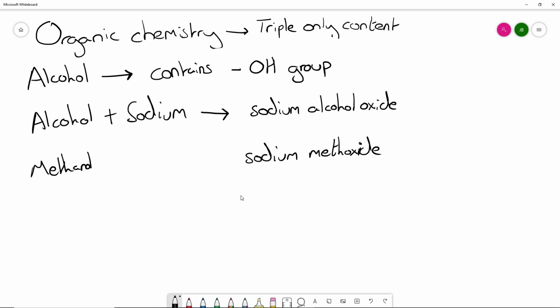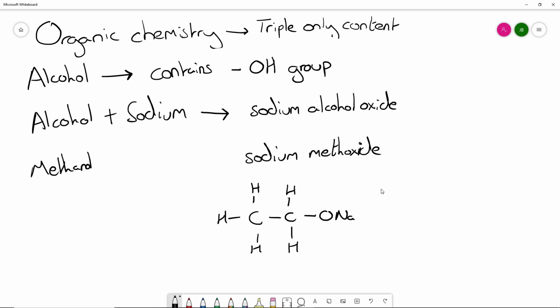Now this looks a bit like this. Instead of OH on the end, we've got ONa. And sodium substitutes itself, it pushes out the hydrogen and it bonds to the oxygen. So this is a key thing when we make sodium methoxide from an alcohol reacting with sodium. As said, sodium pushes out the hydrogen and we get this oxygen to sodium bond.